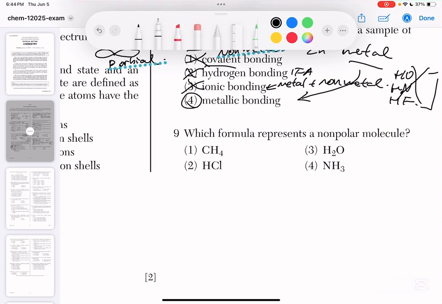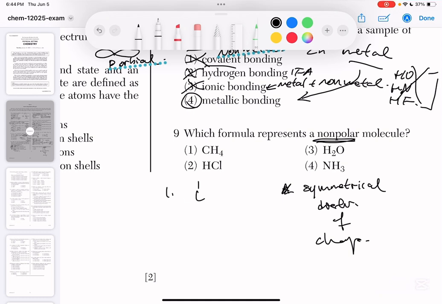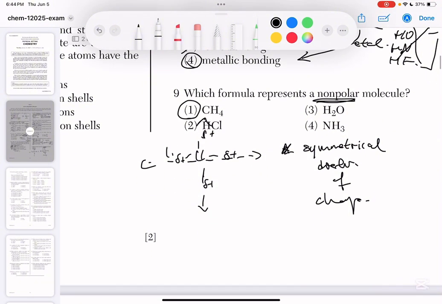And then 9 asks about polarity, a nonpolar molecule. So it would be symmetrical distribution of charge. So number 1, we have CH4, so methane. The hydrogens are slightly partial positive here, so we can draw these. And if you draw lines of symmetry, you can tell that this does have a symmetrical distribution of charge. So this would be a nonpolar molecule.